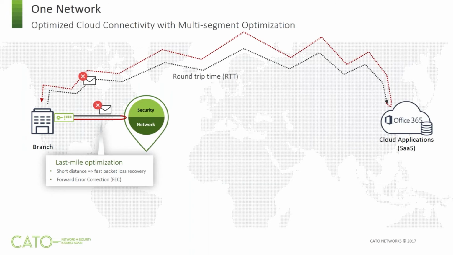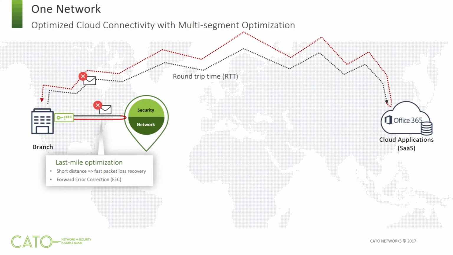Our multi-segment optimization addresses each problem in different ways. In the last mile, we use dual internet connections that are run in active-active to maximize capacity and availability. As we mentioned, packet loss is a major problem. We use forward error correction in the last mile to recover lost packets.